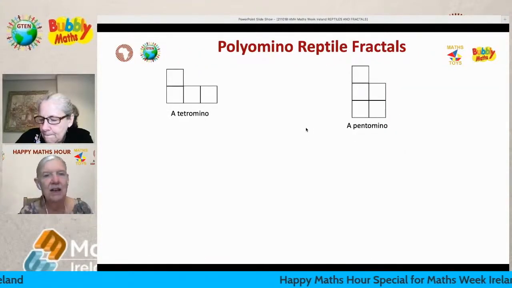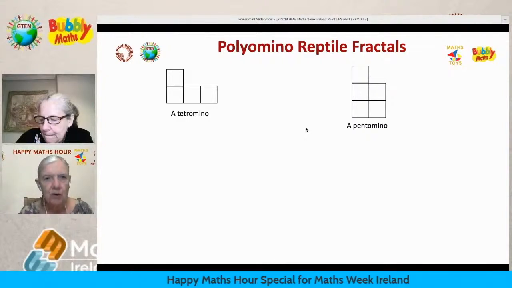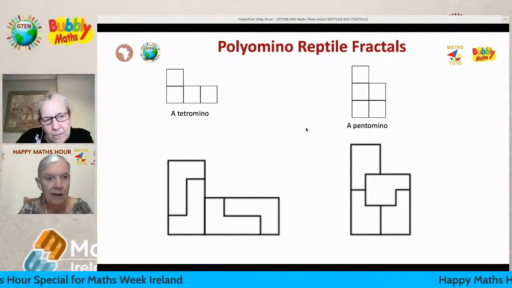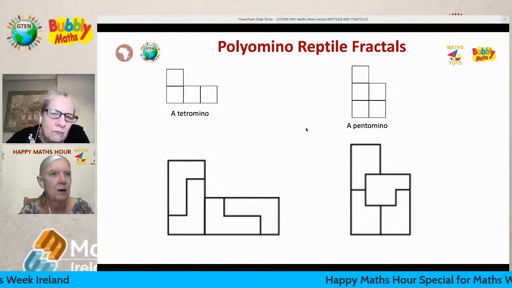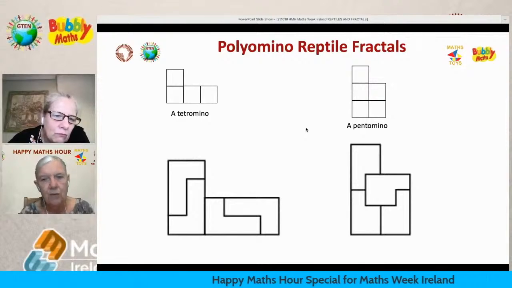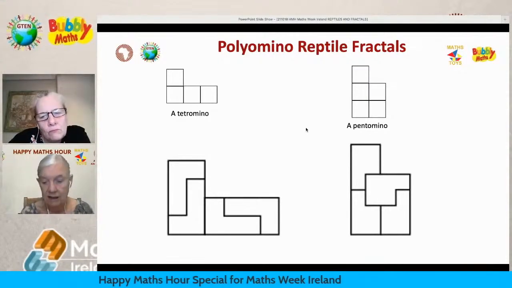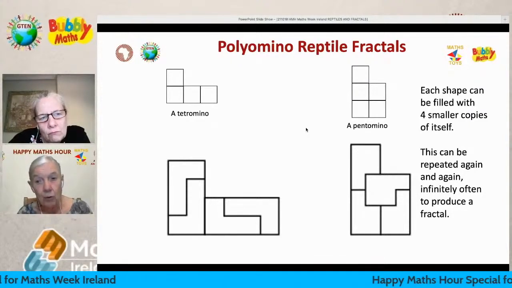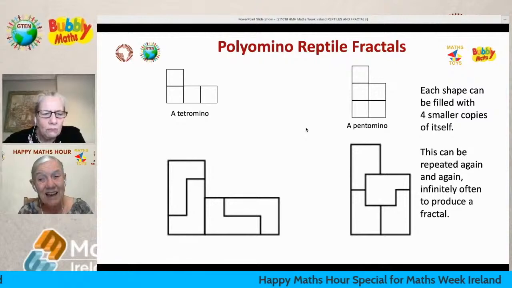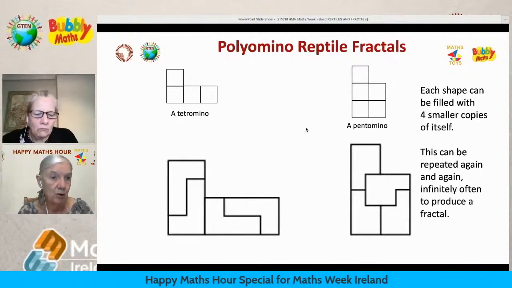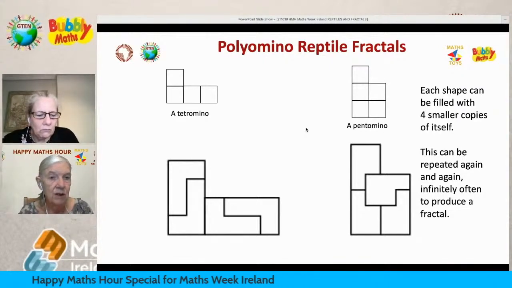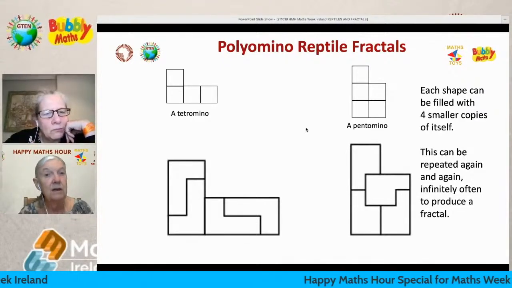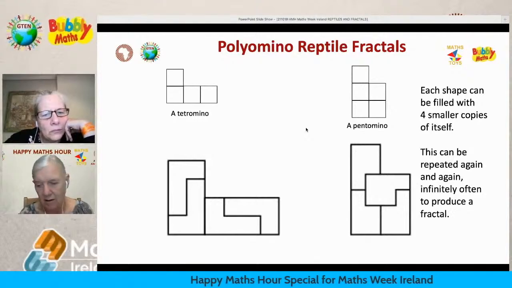Now, let's see. You asked a question earlier about which polyominoes would be reptiles. And here you see these two are. That's a tetromino and a pentomino, just one example. And you can see how each of them has got four smaller shapes inside it. And here, these are again rep-4s, and of course you can repeat this again and again infinitely often to produce a fractal. There's just two examples there. So we haven't said that every polyomino is a reptile, but certainly some of them are.